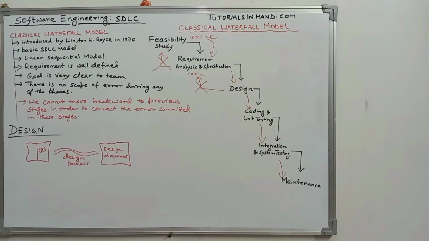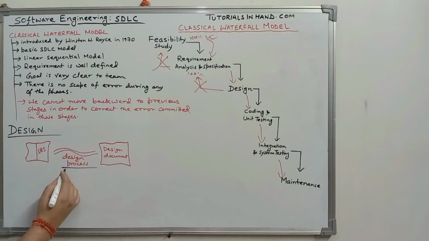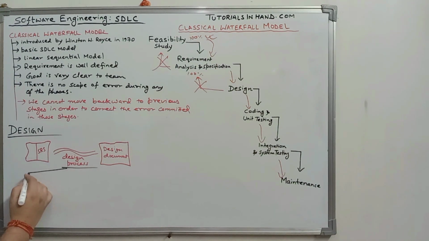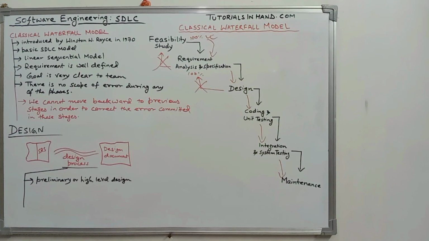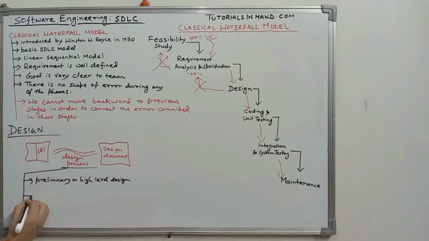But it is not that simple. In the diagram, when you see this design process, there are a lot of steps that happen. During this design process, again we have two different processes. One is preliminary or high level design, and the next one is the detailed design phase. So these are two different phases in which this complete design process is done.